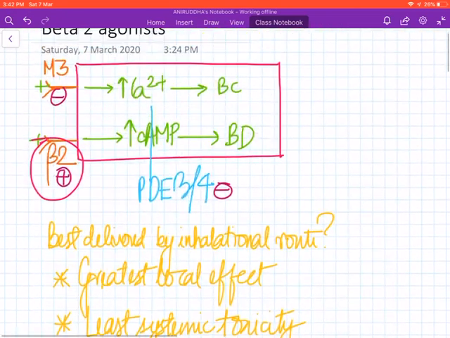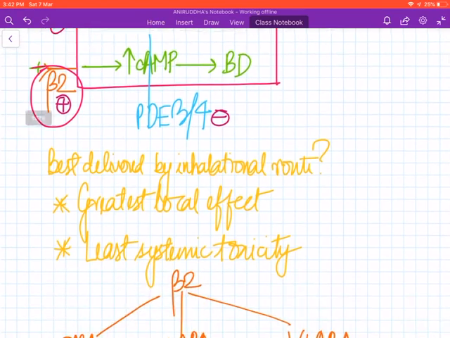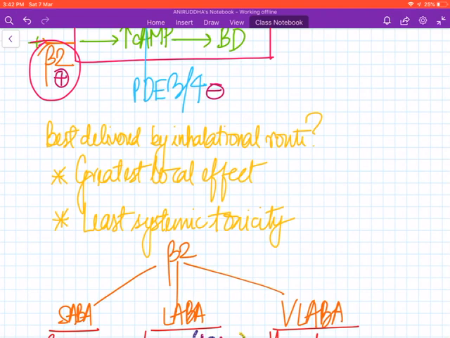And just keep a very basic idea about the physiology of the bronchial smooth muscle cell, because that is the mainstay of the pharmacotherapy of acute bronchial asthma. And of course, why is it best delivered by inhalation route? So yeah, these are the common questions which are asked from this portion.